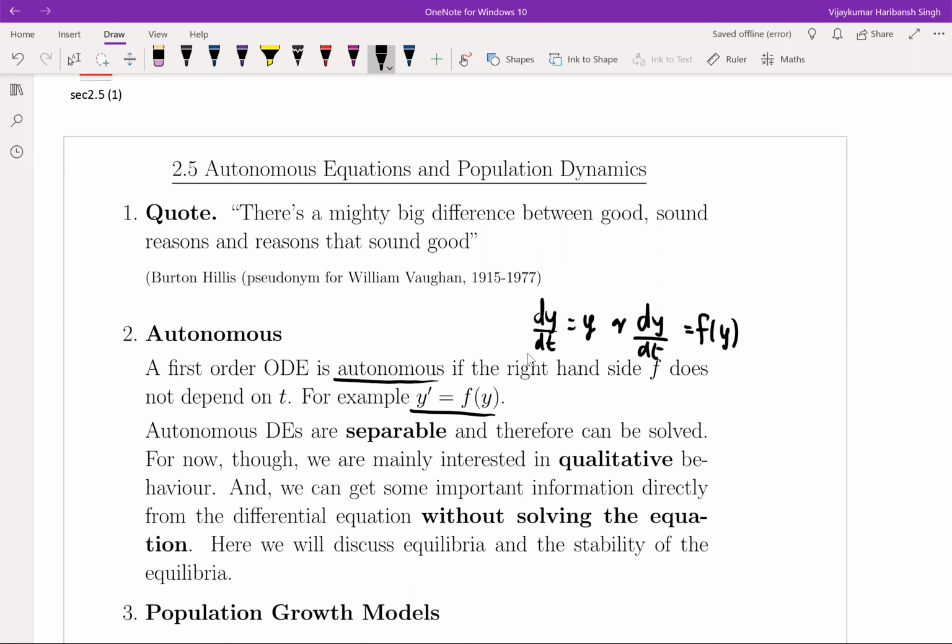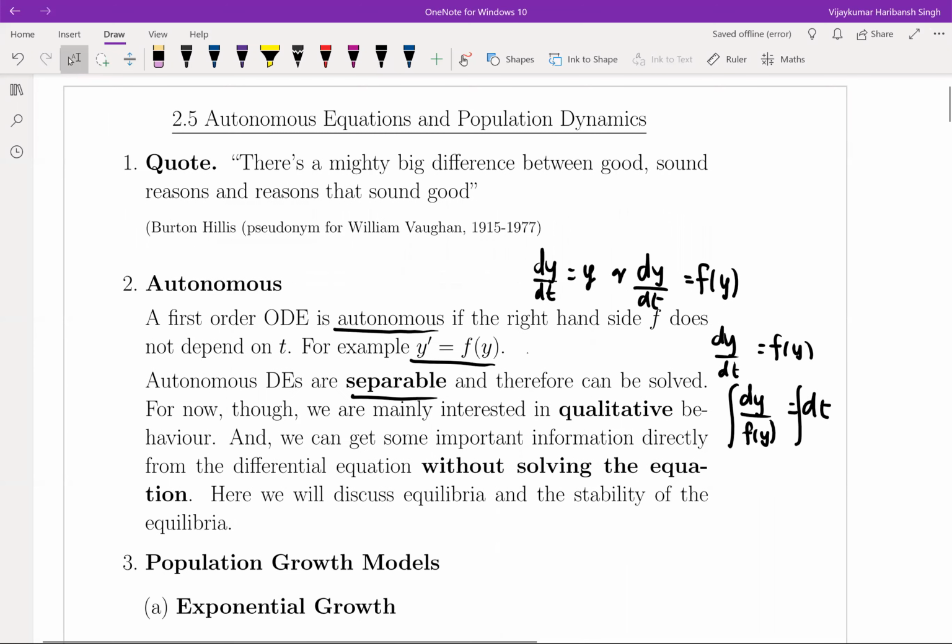Now clearly autonomous differential equations are separable. Why are they separable? Because if you look at dy by dt equals f of y, you can bring dy over f of y to one side and you get dt on the other side. So you have managed to separate y and t. That's why autonomous differential equations are separable and hence they can be solved.